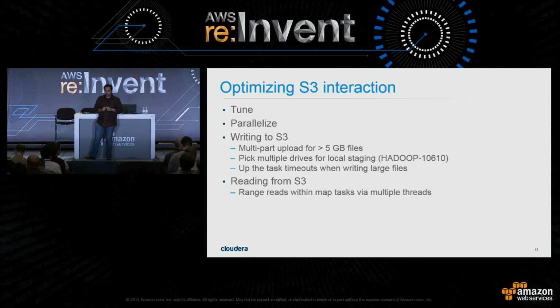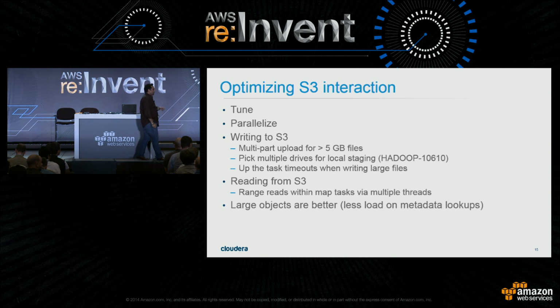Reading from S3, there's range reads built inside the S3 connector, which has multiple threads that read a single file. It does not split a single file into multiple map tasks. And the reason for that is there's no way for it to then combine those multiple parts back without the reducer understanding how the file works. And that is not something that has been built into the connector yet. Today, it's multiple threads within a single map task.